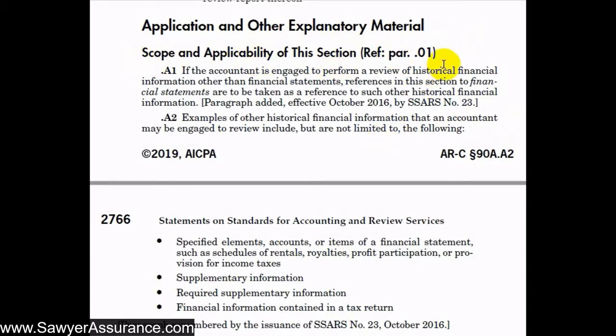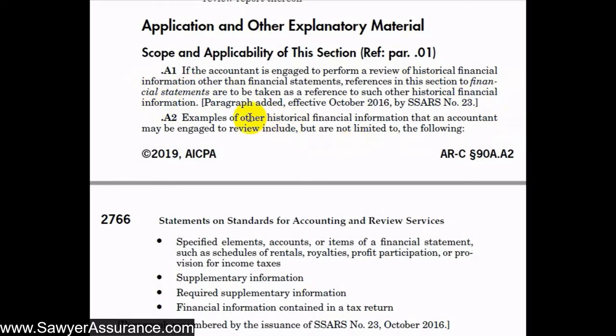If we remember, it said that ARC Section 90A applies to a review of other historical financial information as well, other than financial statements. They make note that when we're going through these sections in the next several videos, if they say financial statements, that also refers to other historical information that we might be reviewing. So when they say financial statements, it's not limited to financial statements. They also mean other historical financial information. Just for brevity, they've just said financial statements throughout the section.